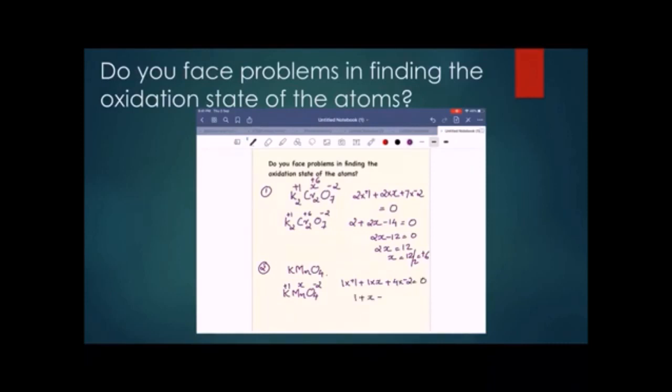1 plus X minus 8 equal to 0. X minus 7 equal to 0. X equal to +7. So now I can write the oxidation state of all the atoms: K +1, manganese +7, oxygen -2.